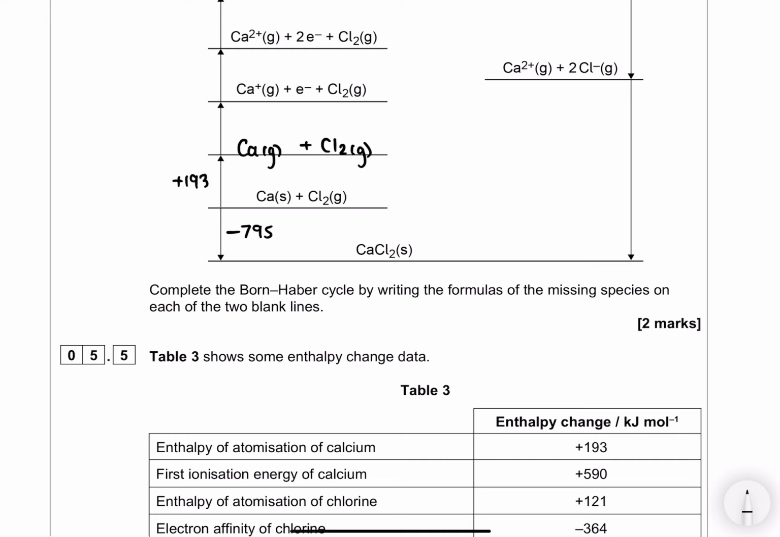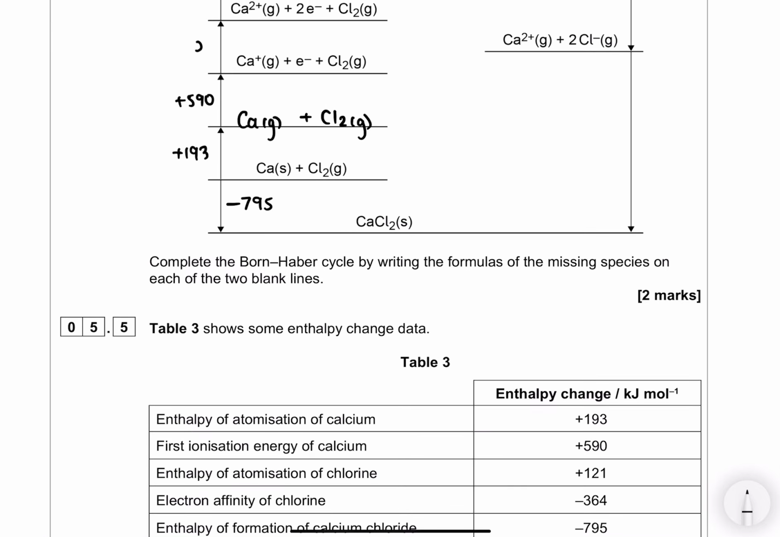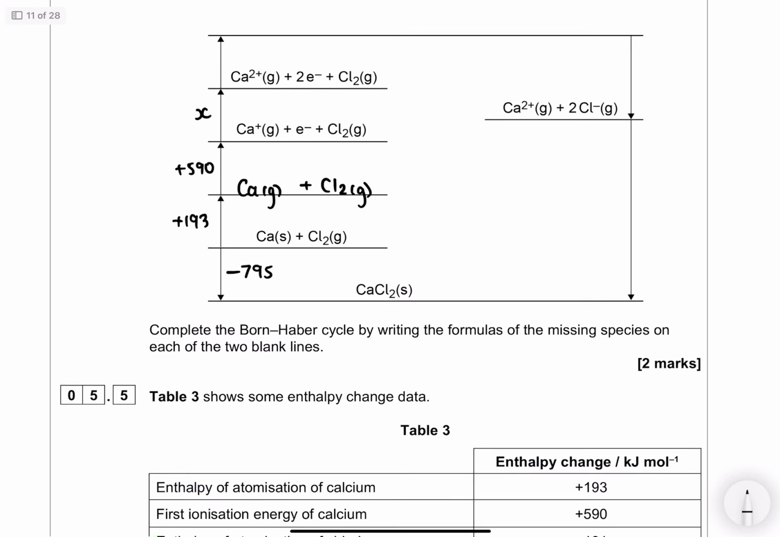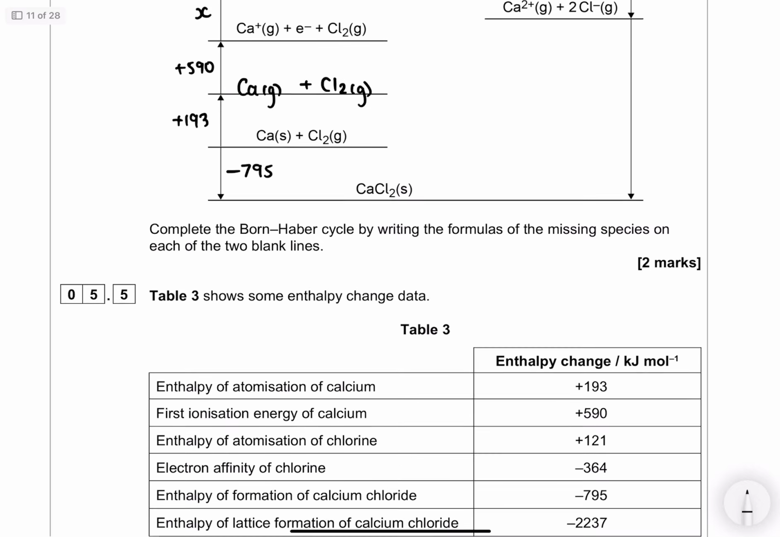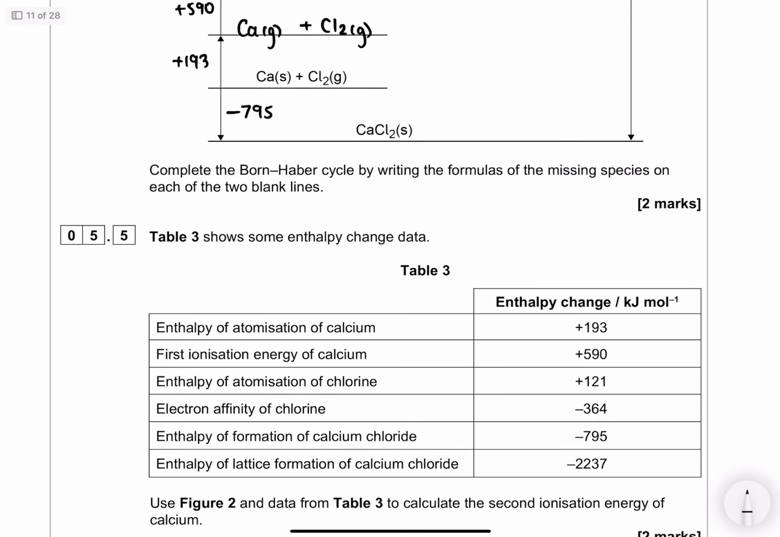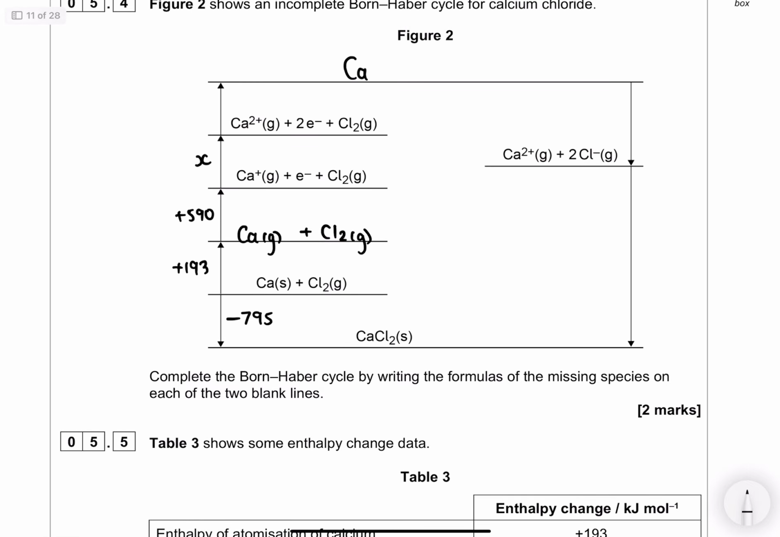Then we can see they've given us first ionisation energy, 590, and they haven't given us second ionisation energy. That's what we're going to be asked to calculate. That's going to be our x, which is what's happening next. Then the next thing that needs to happen, before we can start making negative ions, we need to atomise the chlorine. And so they've given us atomization of chlorine. We're going to leave the calcium alone. We're going to leave the electrons alone. We're going to atomize chlorine.